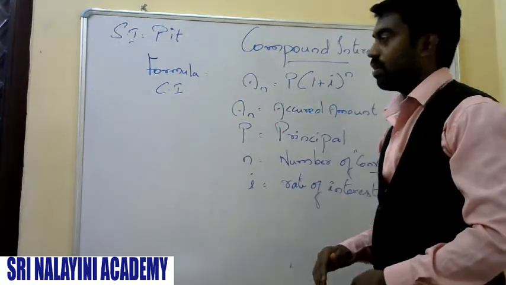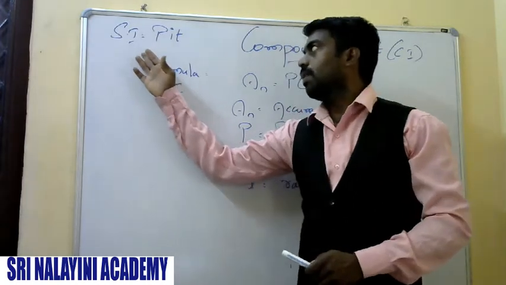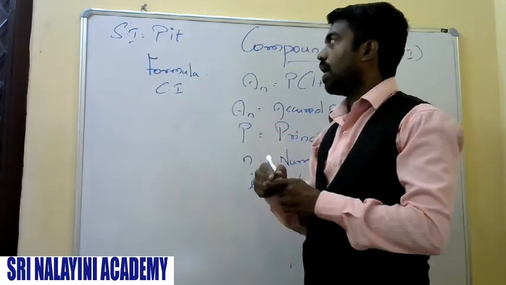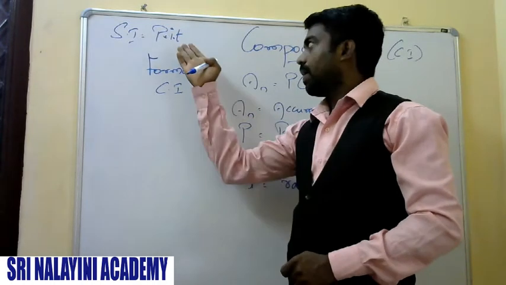Now we can go to the topic. The formula for simple interest, what we studied in the previous session, is simple interest equals P into I into T: principal, interest and number of years. This is the basic sum.